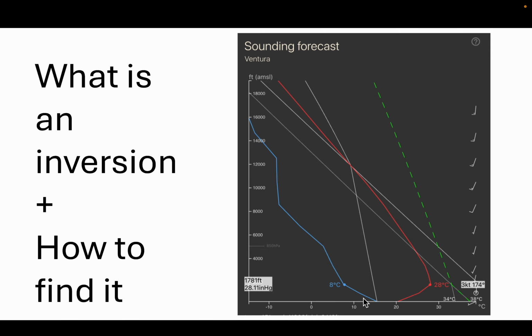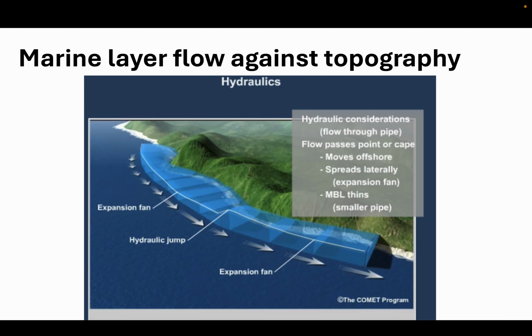This blue line's dew point. Sometimes it's nice to compare the dew point and the temperature, and where they overlap, you're more likely to get clouds. But here, we found the inversion. Next slide. Okay, now we're going to get into the fun stuff.